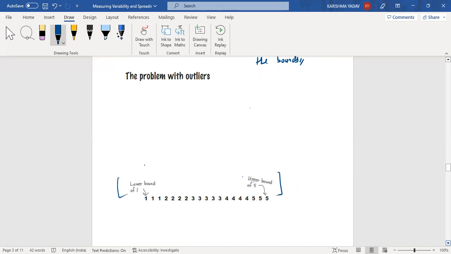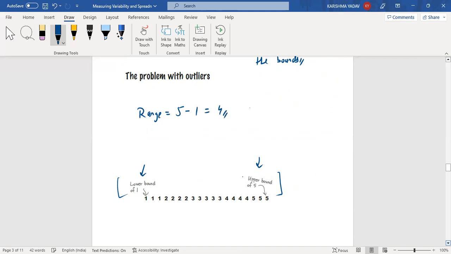It has a lower bound of 1 and an upper bound of 5. We can see that these numbers are fairly evenly distributed between the lower bound and upper bound, and there are no outliers for us to worry about. What is the range for this one? Upper bound, 5, minus lower bound, 1, equals 4.